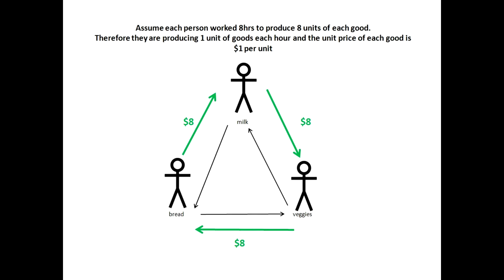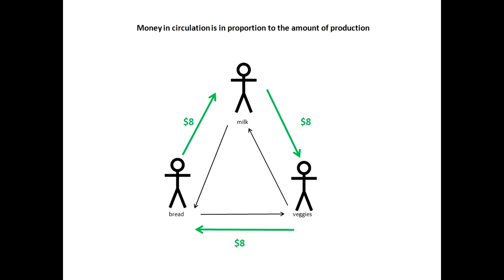Another important thing to note is that there are 3 lots of $8, so $24 in circulation in our economy, so we've got a GDP of $24. If there was more production, say the guys were working 10 hours, then they'd produce 10 units each, and they'd want $10 each. So for that capacity of production to be utilised, there'd need to be $30 worth of GDP in the economy. I want to stress the importance of this relationship: there's a general and broad relationship between the amount of production in the economy and the amount of money that you need in that economy.